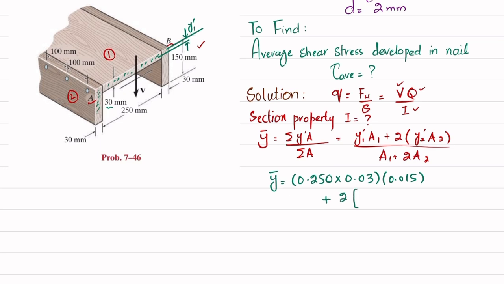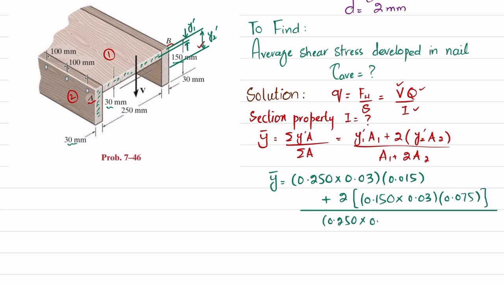Now A2 is this area, which is 30 multiplied by 150 millimeter. So 150 is 0.150 multiplied by 0.03, into y2 dash. So y2 dash is the distance from the top surface till the mid of this second board, which is 150 divided by 2, equal to 75 millimeter, and 75 is 0.075 meter. Divided by area A1, which was 0.250 multiplied by 0.03, plus 2 times area 2, which is 0.150 multiplied by 0.03.